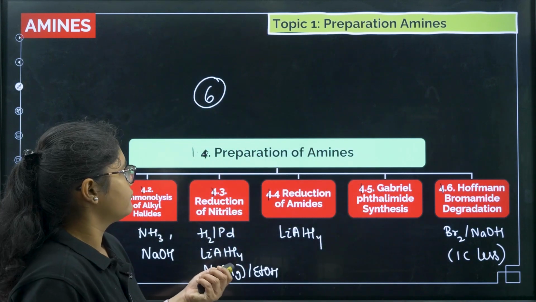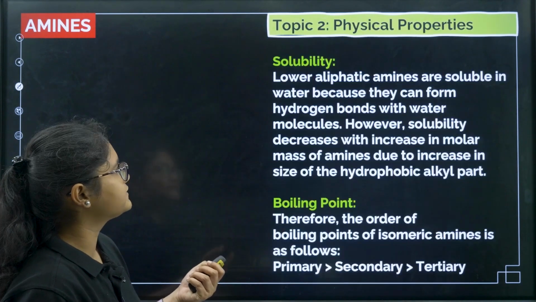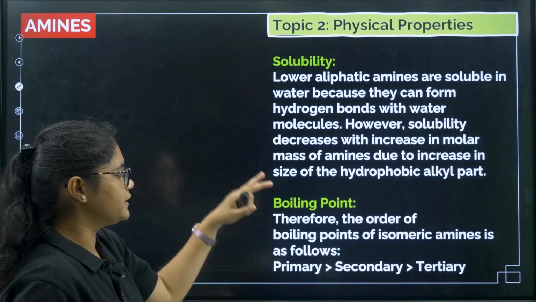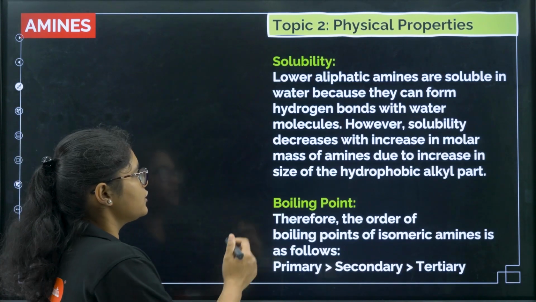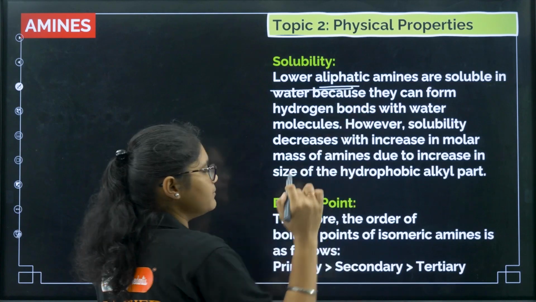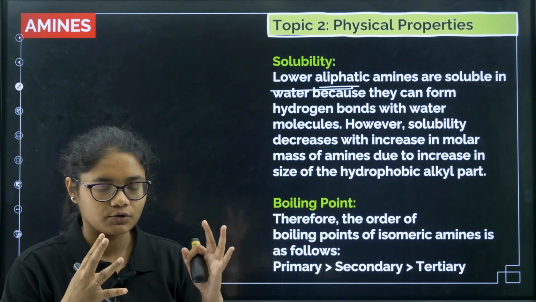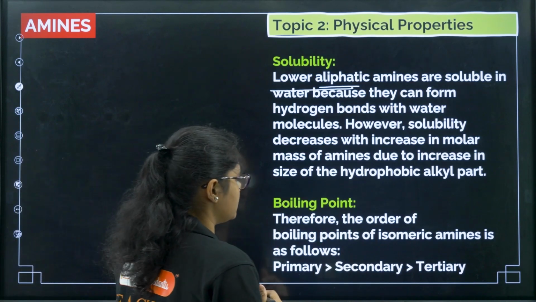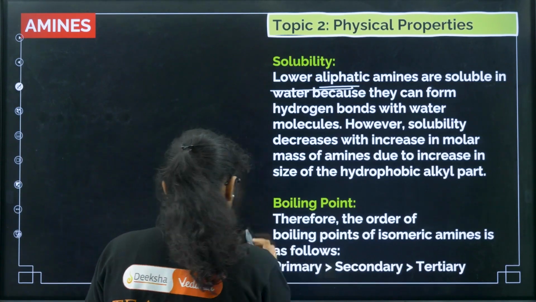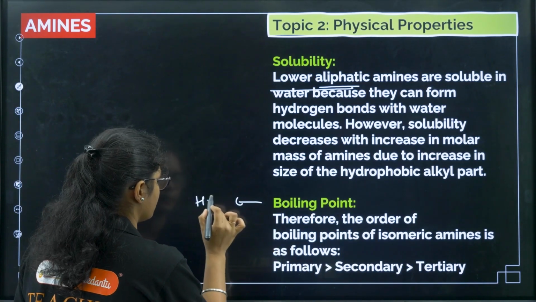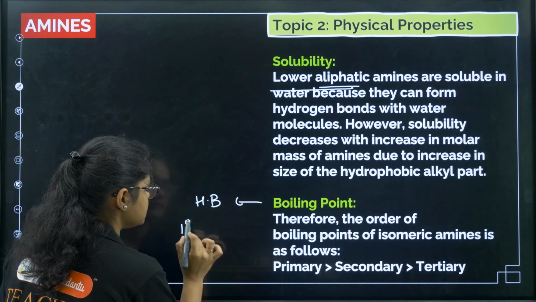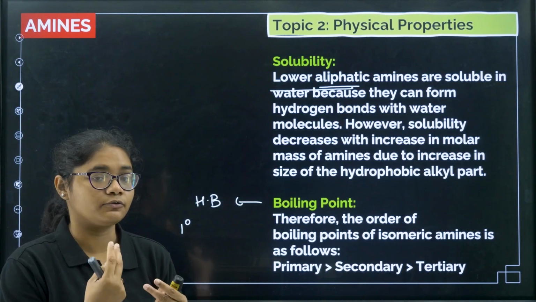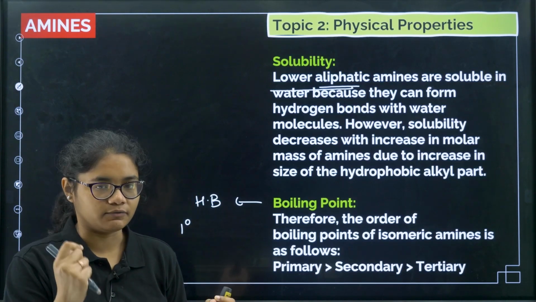Okay, fine. Next, coming to physical properties of amines, talking about their solubility and boiling point. For solubility, lower aliphatic amines are more soluble. If the R group increases, the solubility will decrease. Coming to boiling point, it depends on the hydrogen bonding. Primary amines will be more effective in hydrogen bonding because they have two H. Secondary amines have only one hydrogen.